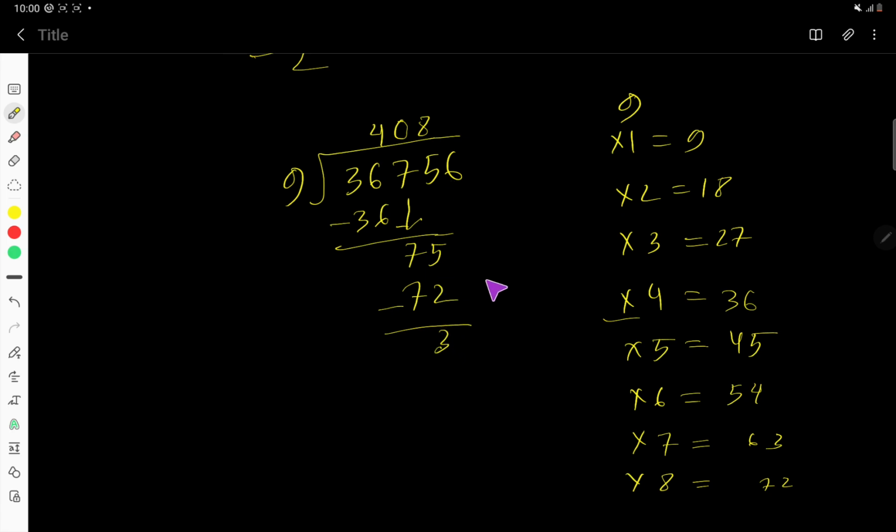Then bring down this 6, the last digit. So 9 goes into 36 how many times? 4 times, right? 4 times 9, 36, subtract, 0. So this is the result.